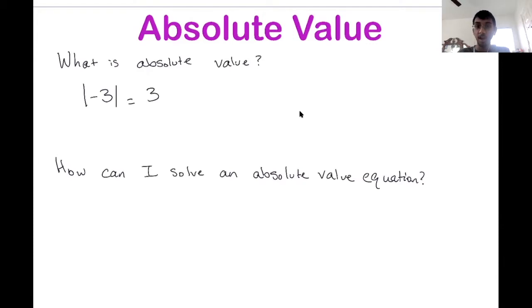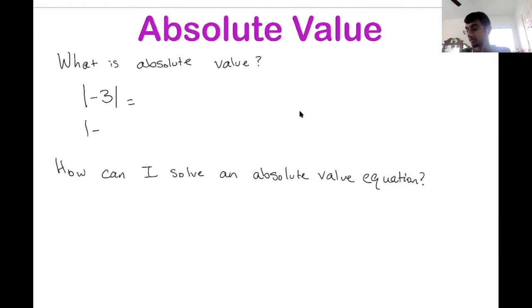If I have the absolute value of -15, that would equal 15. Oh, the pencil's not working. Okay, this was 3 and this is 15. So you get the point, right? When I take the absolute value of something, it just means to make it positive. It's a very simple concept.